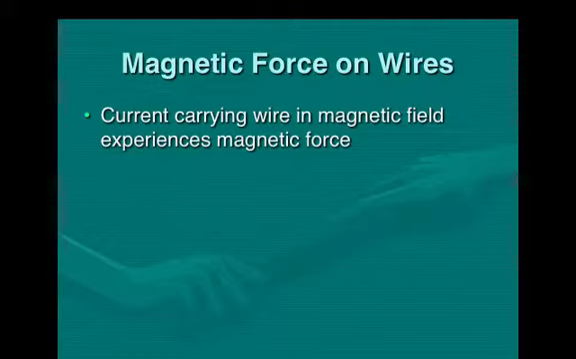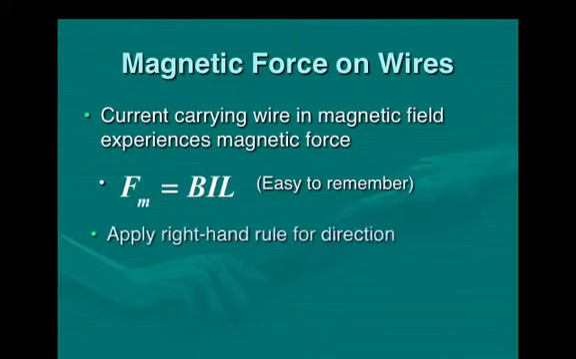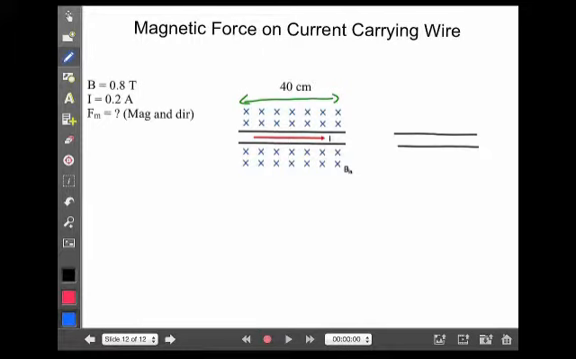Now, we can't use BQV here because we're not talking about one charge with a velocity. We're talking about a lot of charge, okay, that generates a current. So there's a different equation here for magnetic force on a current carrying wire, BIL, okay, where B is still the field, but I is the current, and L is the length of the wire that's actually inside the field. Okay, pretty easy to remember, right? And then we can still apply the right-hand rule, where now our thumb is the current direction instead of the velocity direction.